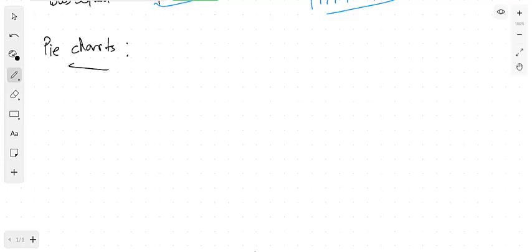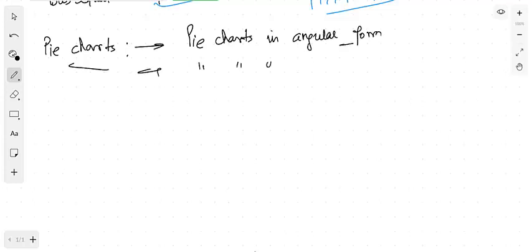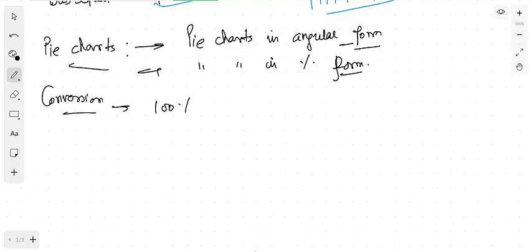Okay, these are also very easy, just in case you have some kind of confusion, so it should be clear. There are two types of pie charts. First is pie charts in angular form, where degree is given in the sector. And second one is pie charts in percent form. Here the values are given in terms of percentage. Okay, so conversion is nothing but 100% is considered as equal to 360 degree. So 1% will be equal to 3.6 degree.